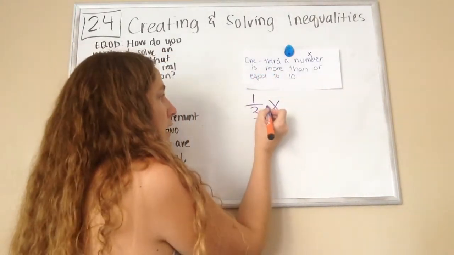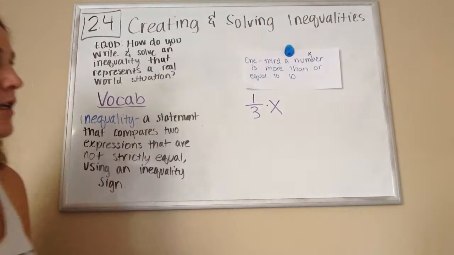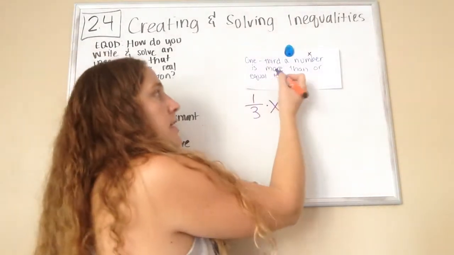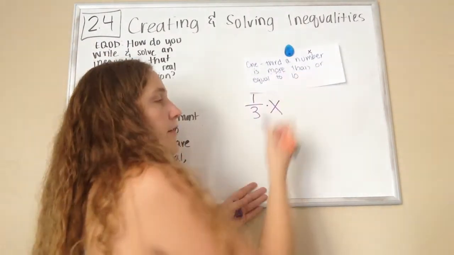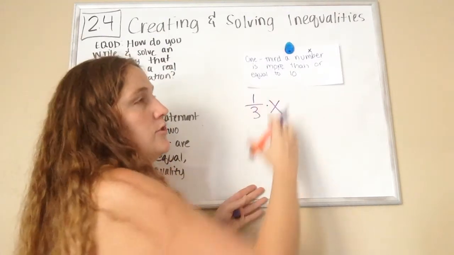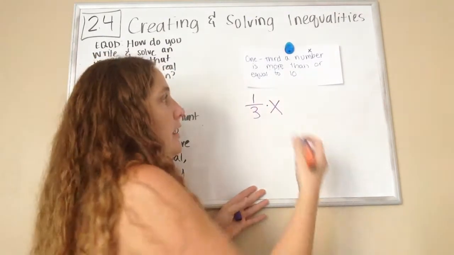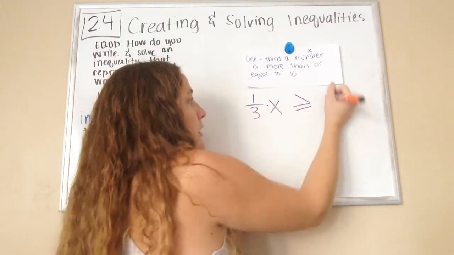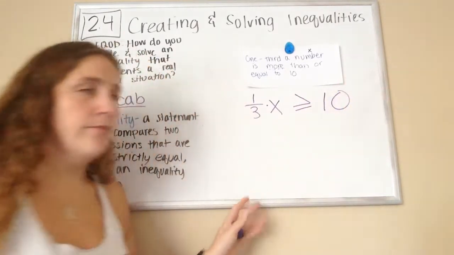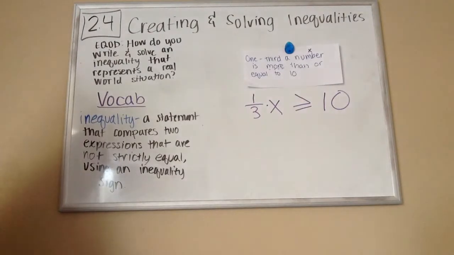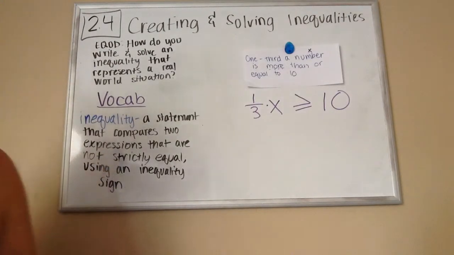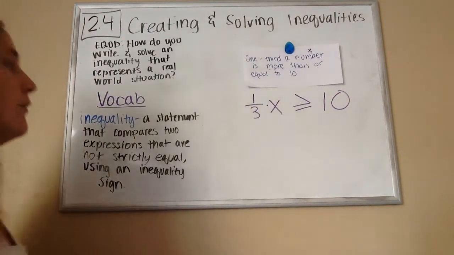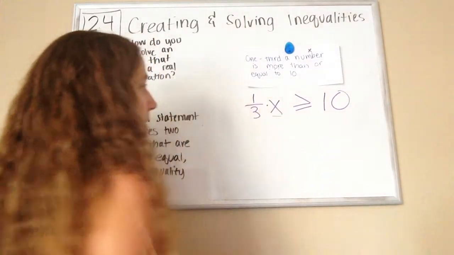anytime it doesn't say an operation, it's just multiplication, is more than. You don't really see this as more than, right? But more than is just going to be greater than, bigger than, or equal to 10. Okay? So that would be writing the inequality, right? Creating the inequality.